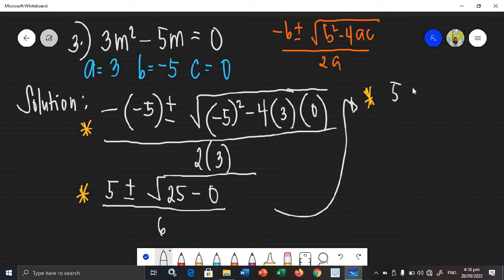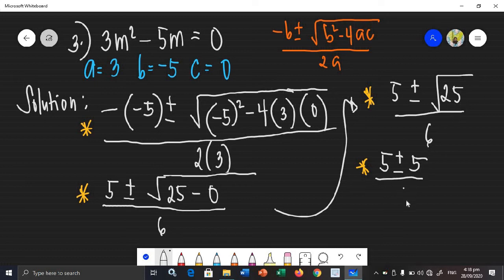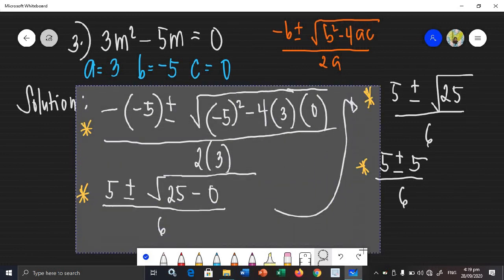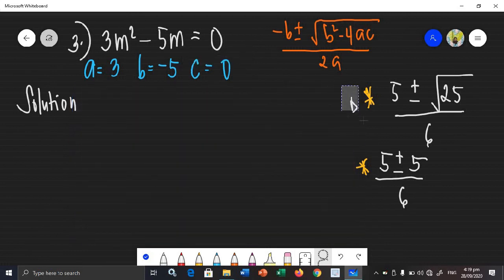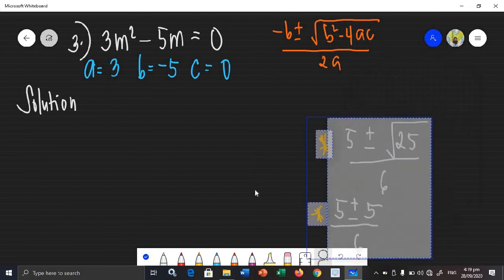So 5 positive, negative, square root of 25 minus 0, that is 25 all over 6. Okay? And then 5 positive, negative, square root of 25, that is 5 over 6. Now, before I continue this, I'm going to erase these parts para mas dumami yung space natin. Okay? I'm going to move our solution here.